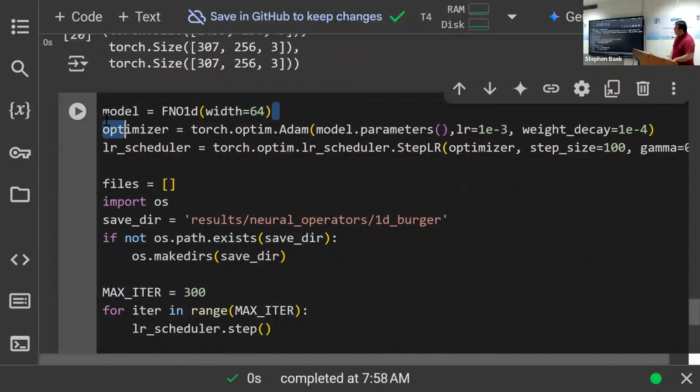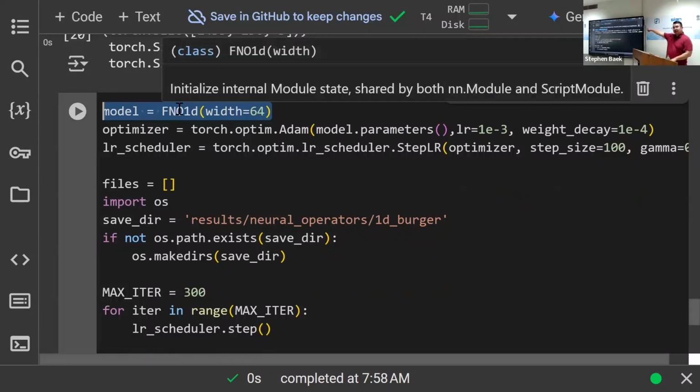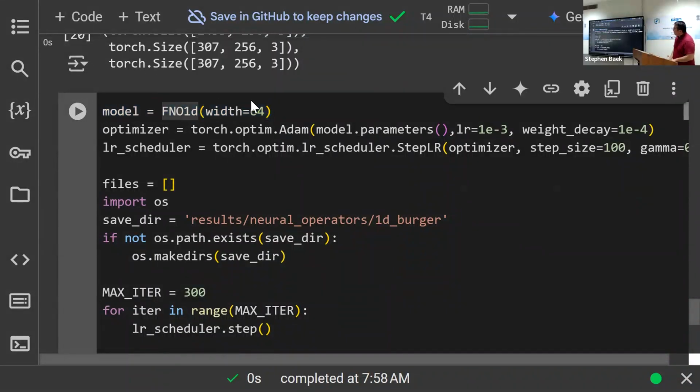So finally, here we define the model. FNO1D is what we just defined. So it's a bunch of 4 spectral convolutions and skip connections, right? So that's that. And then we set the width to be 64. So again, that's equivalent to the number of hidden neurons, right?